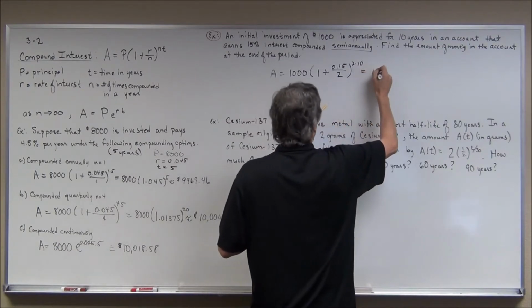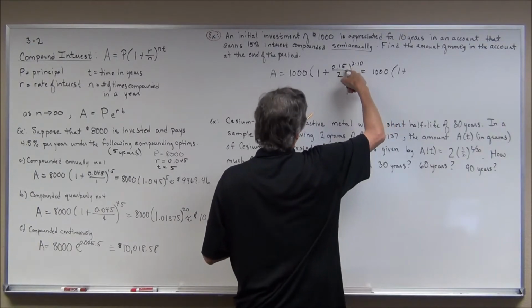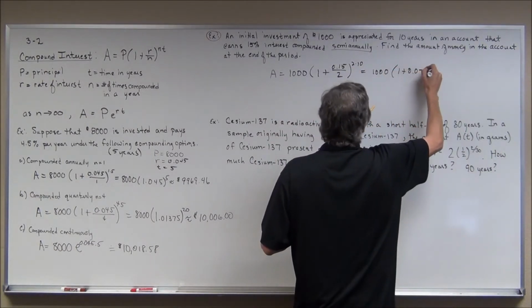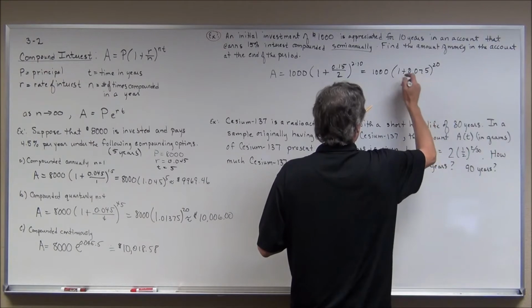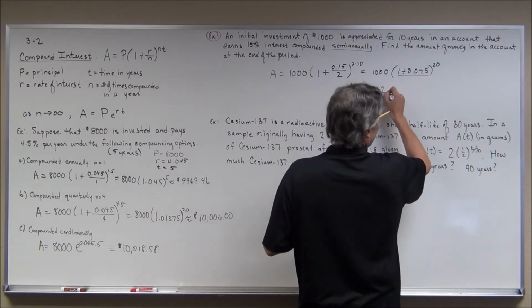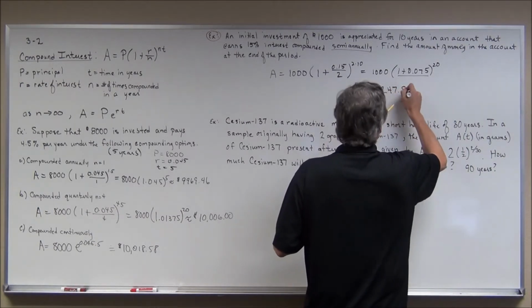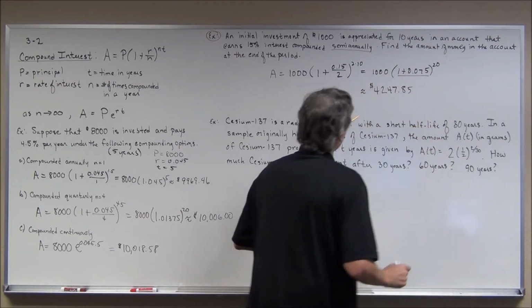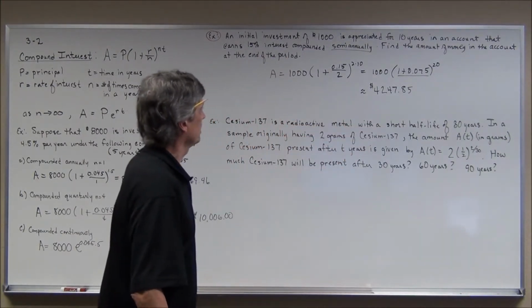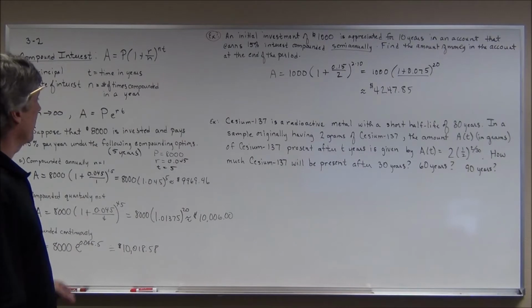Now this is going to turn out to be 1,000 times 1 plus 0.075 to the 20th power. You can add those two together, but I'm going to get Mr. Calculator out about this time, and I'm going to get $4,247.85. Now that's an account that built some money up, because remember your initial investment was $1,000, and now you've got over $4,000 in that time span. All right. Those were both examples of exponential growth.